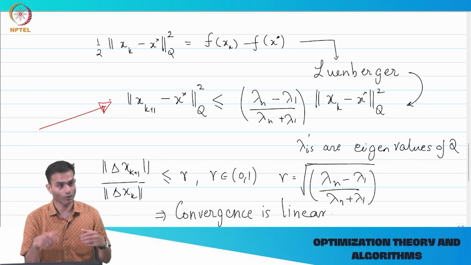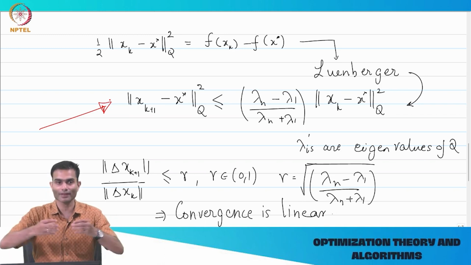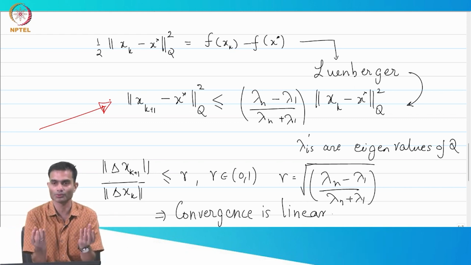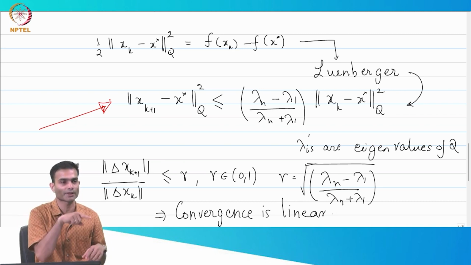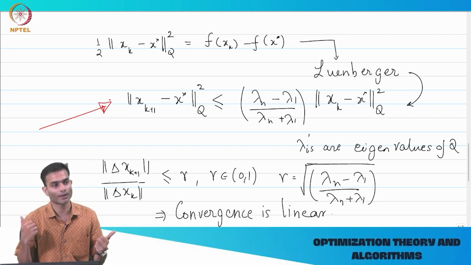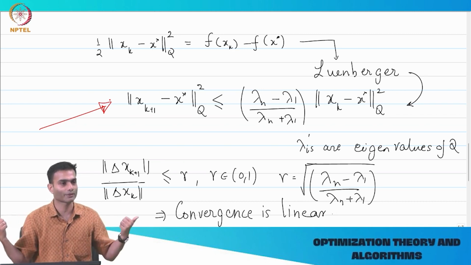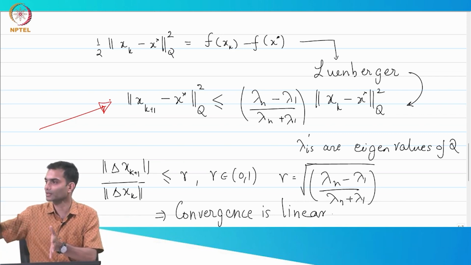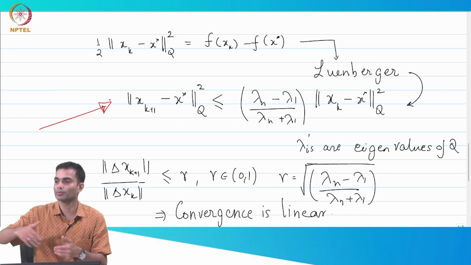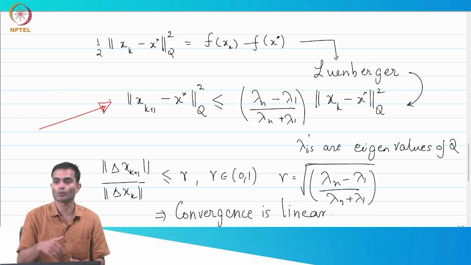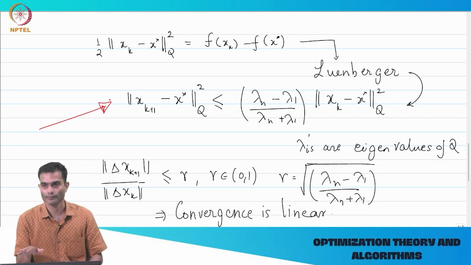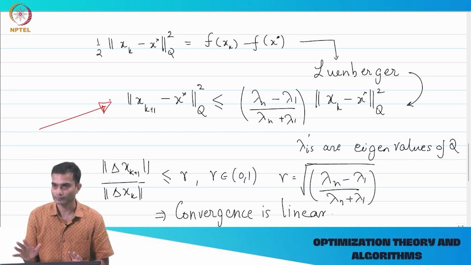On the contrary, if I have a very squished bowl, so to speak, like a very, very elliptical thing, then lambda 1 and lambda n are going to be very different. So this r term is now going to become larger and larger, right? That means you may take many steps to arrive at it. No matter how many steps you take, the rate at which these steps go is linear. That is clear from this proof.